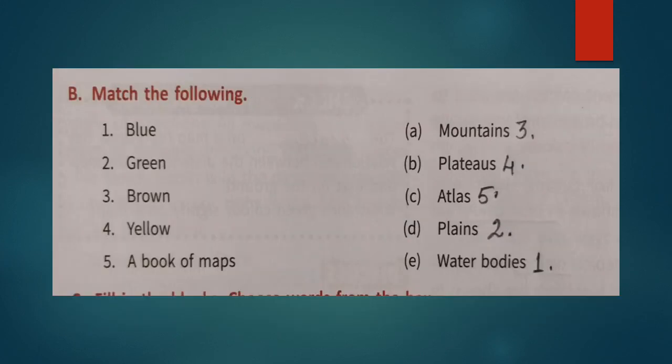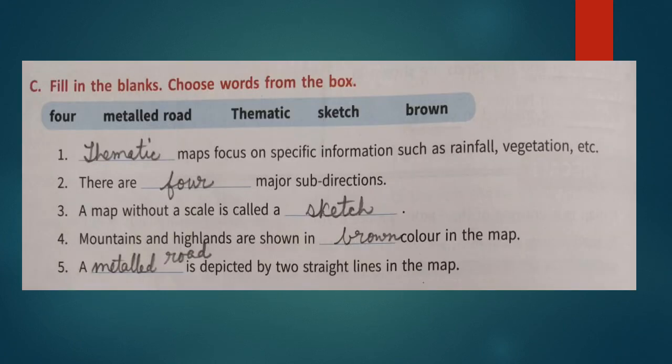Now we move to match the following. Number 1, blue will match with water bodies, green will match with plains, brown will match with mountains, yellow will match with plateaus, and a book of maps will match with atlas. Okay children, I am sure all of you are following what we are doing. It is very simple.